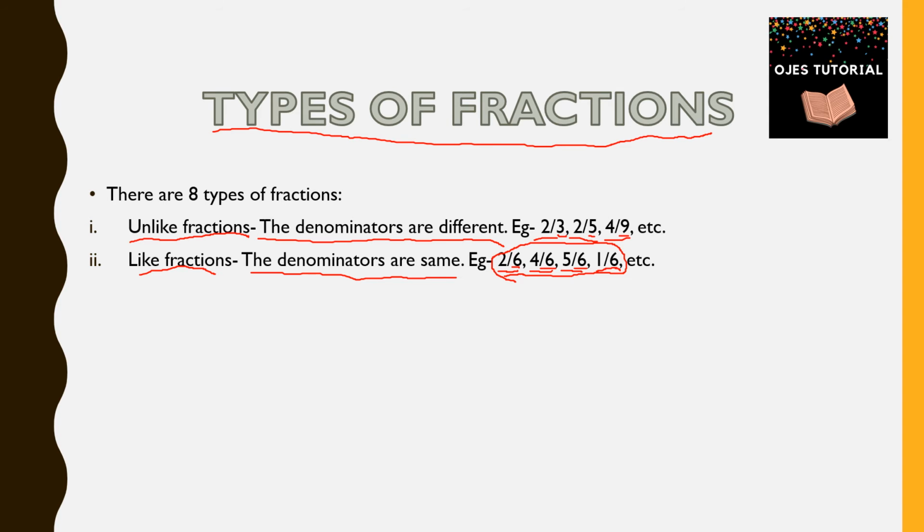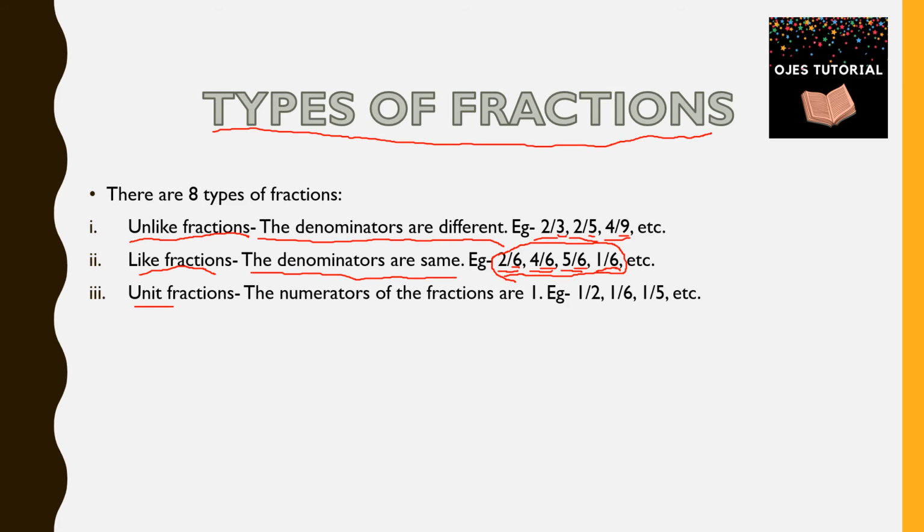Now let's see the third type of fraction. The third type of fraction is unit fractions. And what are unit fractions? They have the numerator as 1. So in all these 3 fractions, as you all can see, 1 upon 2, 1 upon 6 and 1 upon 5, the numerator is 1. So a fraction with numerator as 1 is known as a unit fraction.